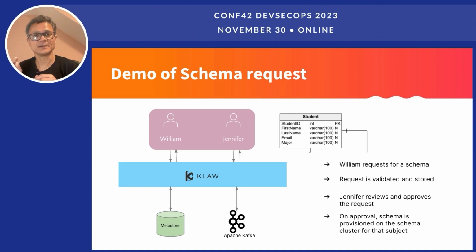In the demo here, William requests for a schema on the topic, which is owned by them. Request is validated and stored. And the other user who actually belongs to the same team is going to approve. On approval, schema is directly created on the subject. Now let's get into the demo.